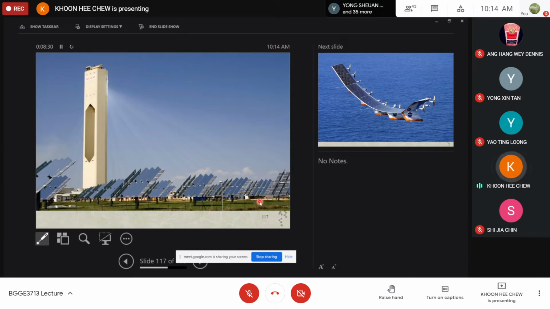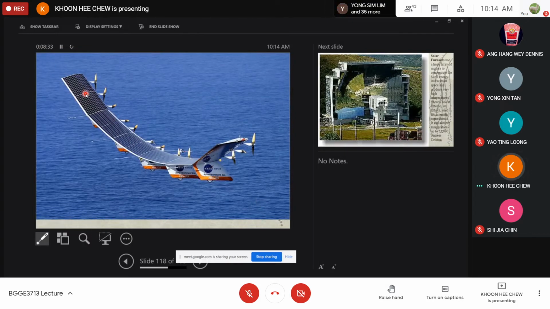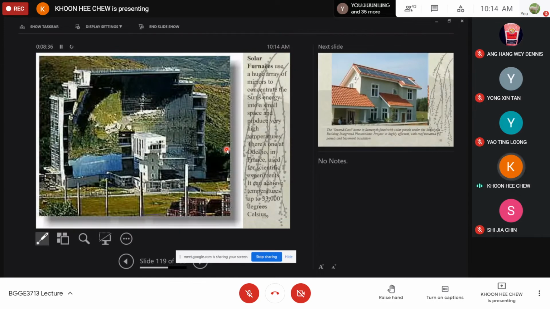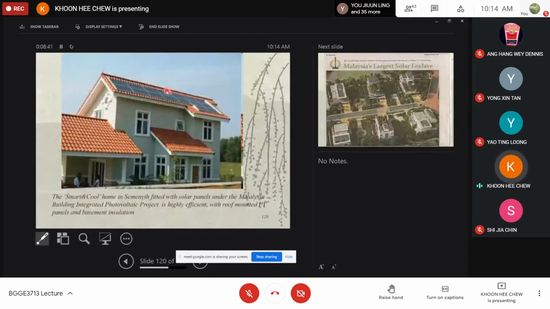Okay, and then this is something like an aeroplane light powered by the solar energy. This is another one, a solar furnace. And this is commonly seen at our houses in Malaysia. Does any one of you have a solar cell put on the rooftop to harvest the solar energy to heat up the water? Is there anyone of you whose house has this solar panel?